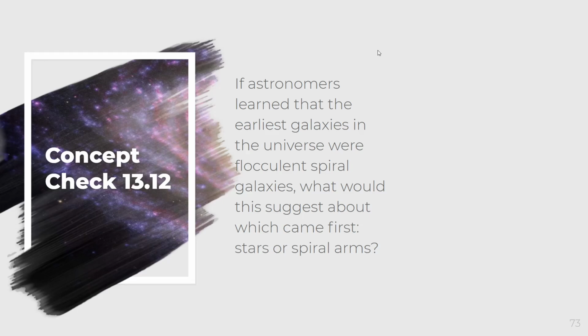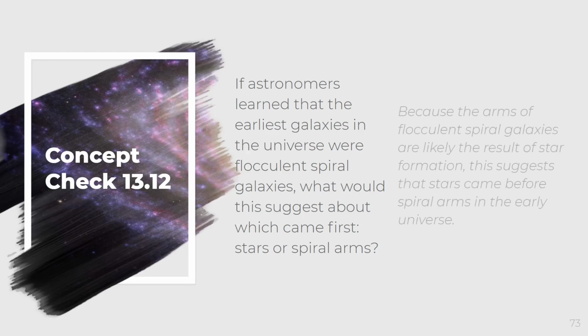If astronomers learned that the earliest galaxies in the universe were flocculent spiral galaxies, what would this suggest about which came first, stars or spiral arms? Because the arms of flocculent spiral galaxies are likely the result of star formation, this suggests that stars came before the spiral arms in the early universe. Okay, but notice it says if we learn that. We're not sure what happened first. We're just saying if we find out that the earliest galaxies were flocculent, then we know stars happened first. But we don't know that first bit, so we don't know the second stuff.